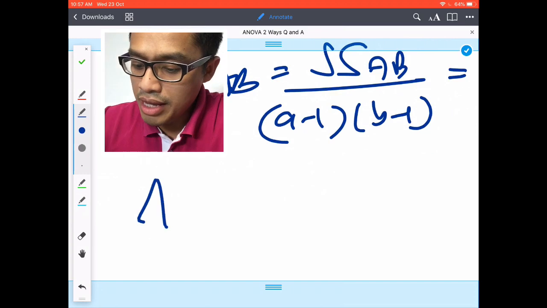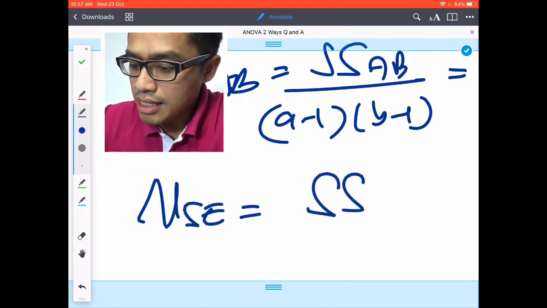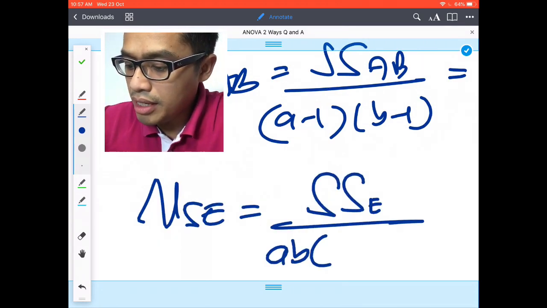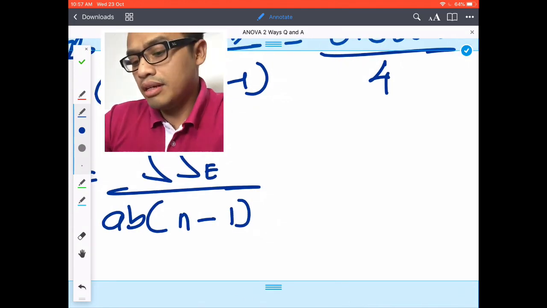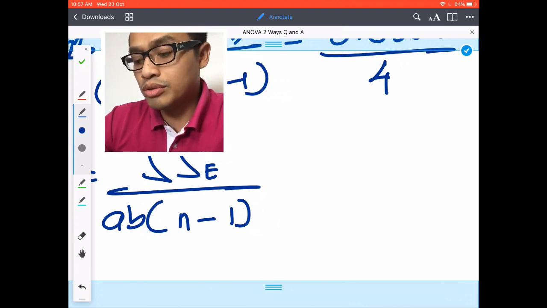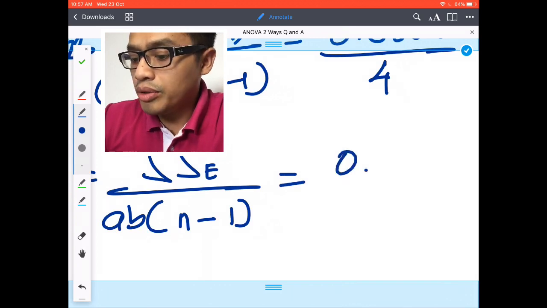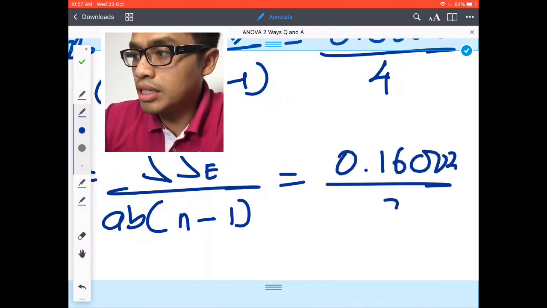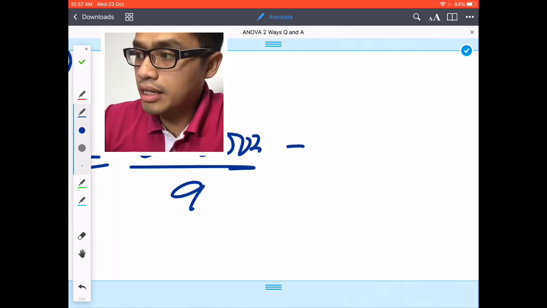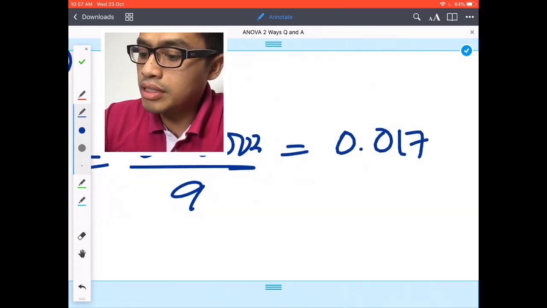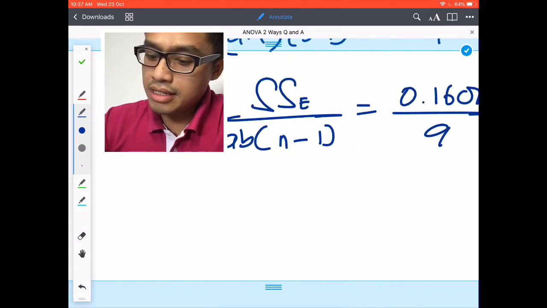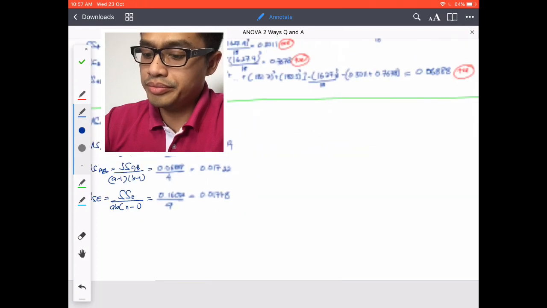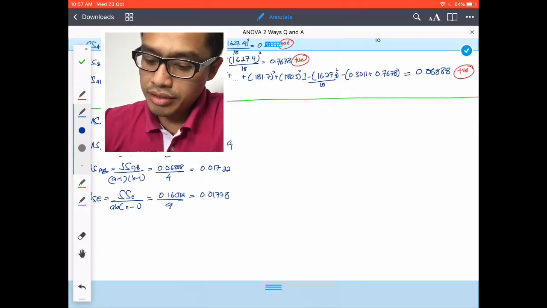And finally, for MSE, SSE divided by AB times N minus 1. A is 3, B is 3, N is 2. 2 minus 1 times 9, so it's 9. You get 0.16002 divided by 9, 0.01778. And right, that's all. Good.